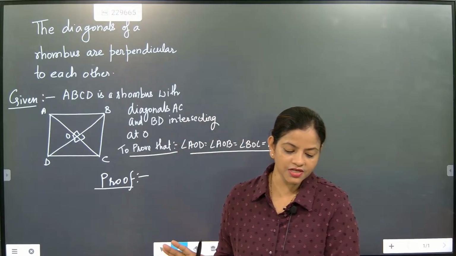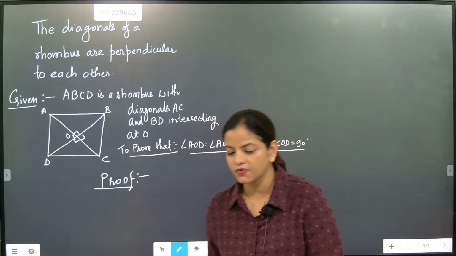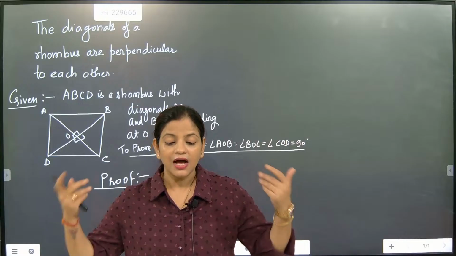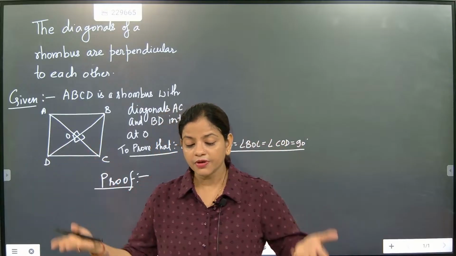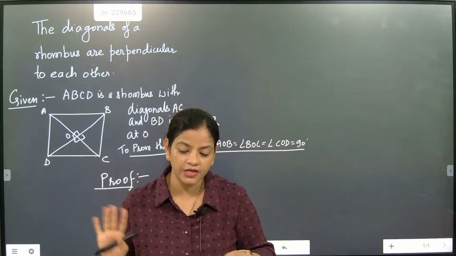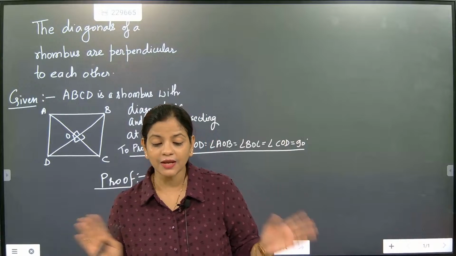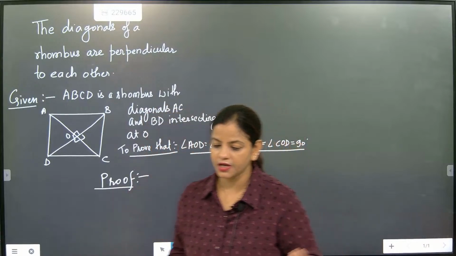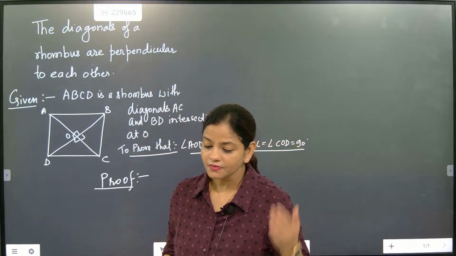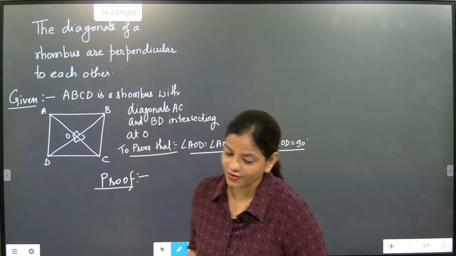So we need to understand that if all sides are equal, it means 100% it is a rhombus, and 100% it is a parallelogram, because a parallelogram needs opposite sides equal and parallel. A rhombus can be a parallelogram. Understood?